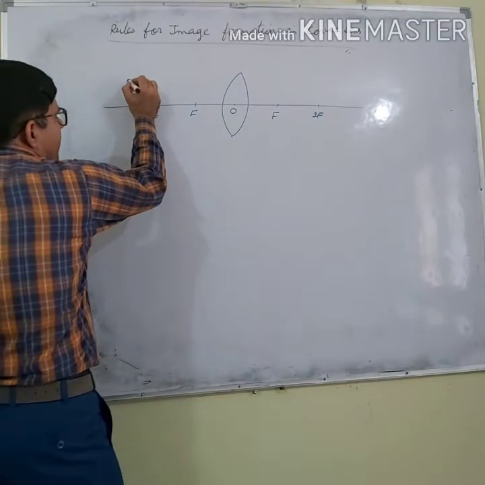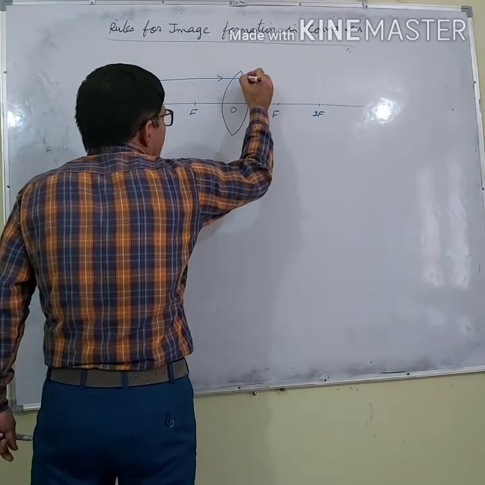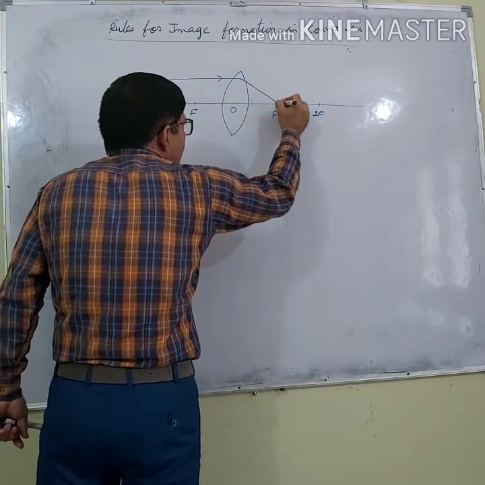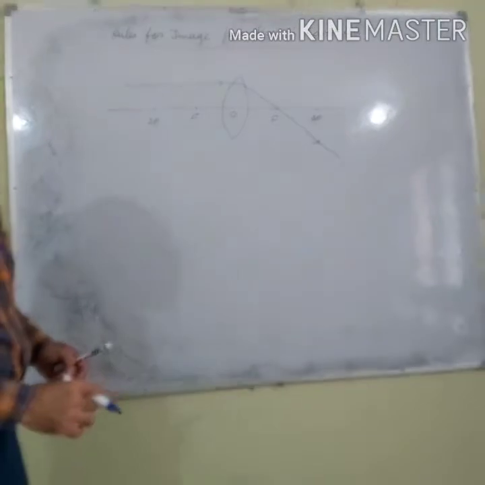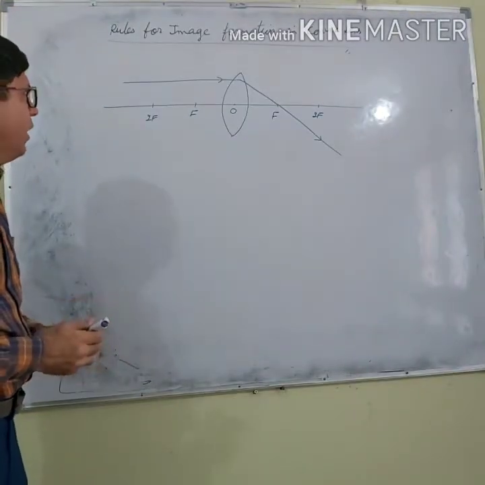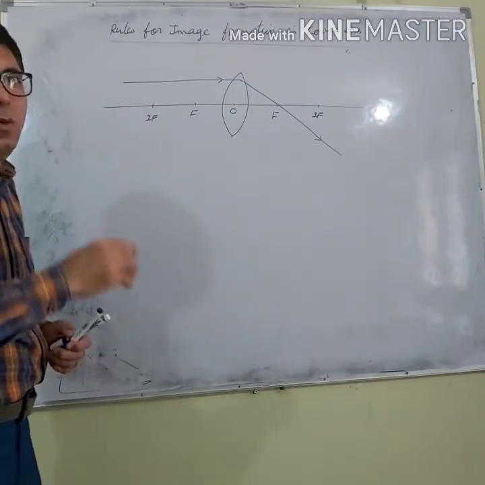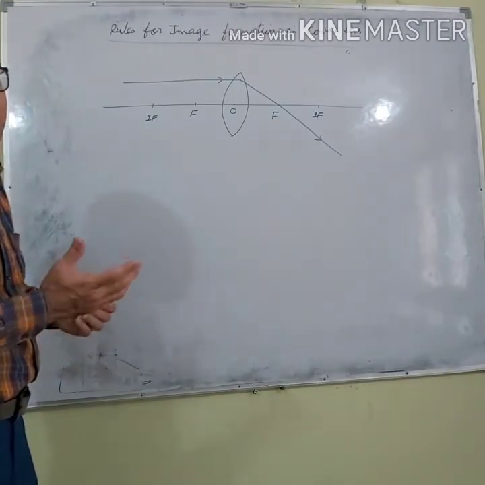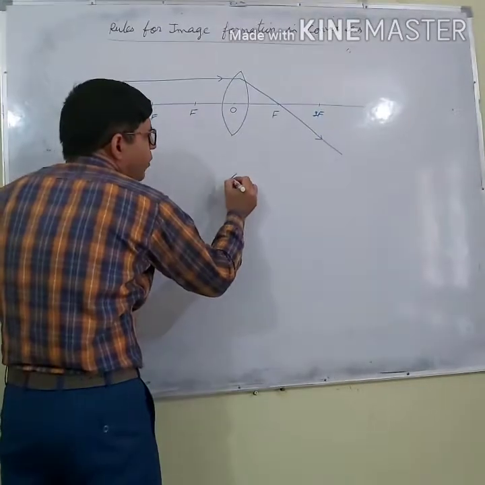First rule is, if we are having a ray of light which is parallel to principal axis, it passes through focus. So a ray of light parallel to principal axis passes through focus when it passes from the lens.